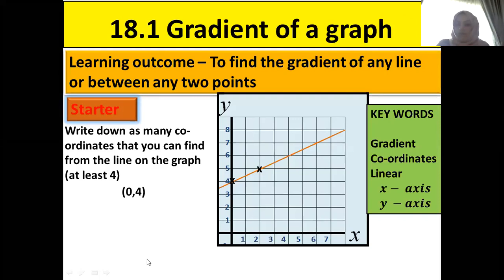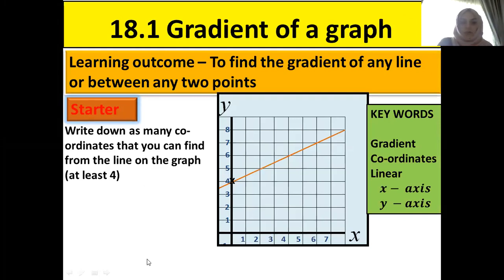Some of the words that we need to go through, first of all, we need to know what we mean by a gradient. We need to go by the x-axis, y-axis. These are terms that you need to remember, okay? And then we need to write the coordinates of a certain point.